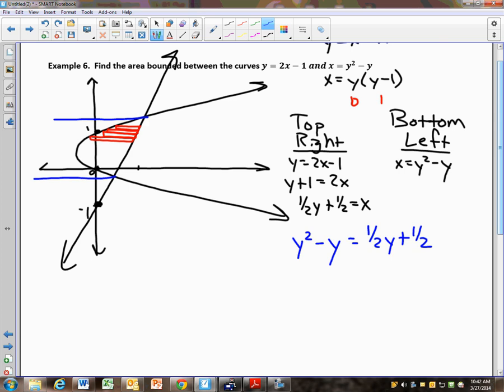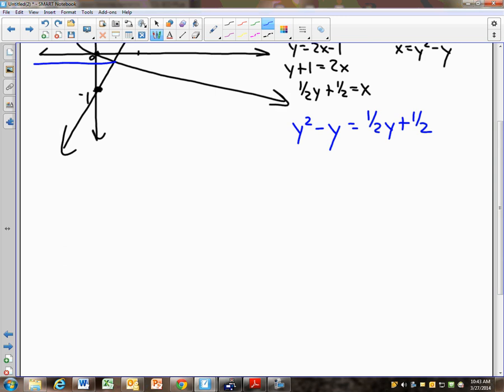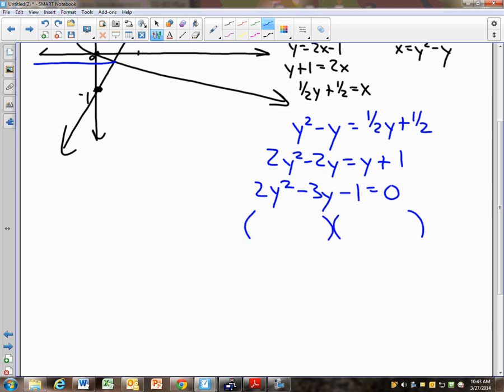Does anybody else hate the fractions? Very good. We're going to take Megan's advice. We're going to multiply through by 2. 2y squared minus 2y equals y plus 1. Now I don't have fractions anymore. I would like to solve, so set it equal to 0. So we have 2y squared minus 3y minus 1 equals 0. AC method. Okay, let's just factor it then. 2y and y.